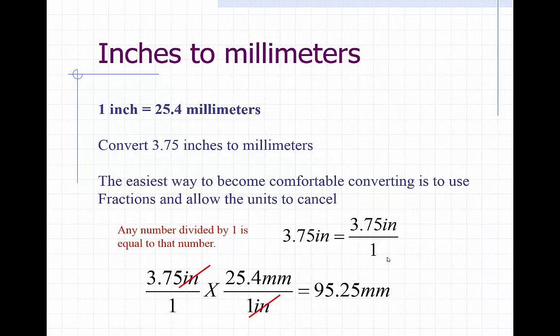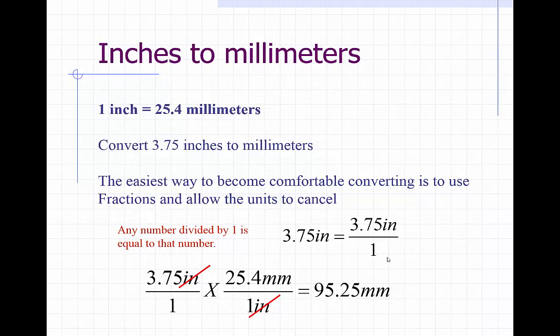So the inches are canceled away and we're left with millimeters. We simply multiply with our calculator 3.75 times 25.4, and the inch units are gone and we're left with millimeters. So the conversion factor, 25.4 millimeters over 1 inch, is equal to 1. We're not changing the number itself when we multiply by 1, but we are changing the way the number is represented in the form of the unit of measures. That's the thing that you need to wrap your mind around.